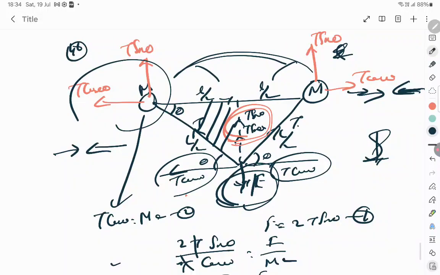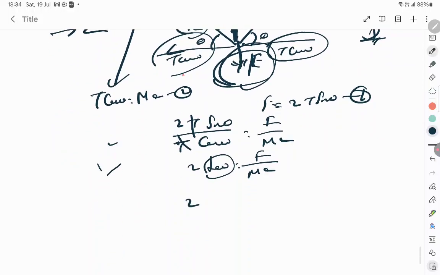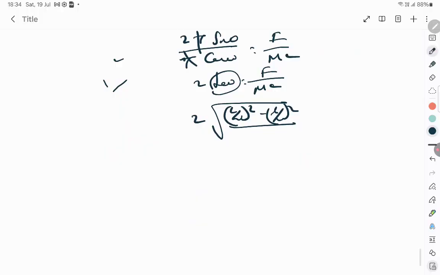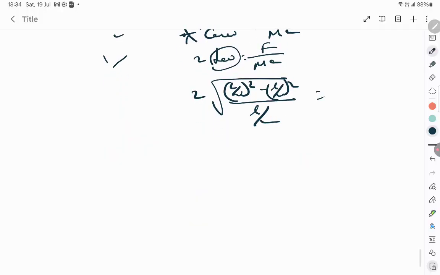Tan theta is opposite by adjacent. Adjacent is L by 2. Opposite is the root of hypotenuse square minus base square. So the opposite is root of (L by 2) the whole square minus (small l by 2) the whole square. Opposite by adjacent, with adjacent just L by 2, is equal to F by capital M into A, and when you solve this, you will get the acceleration.